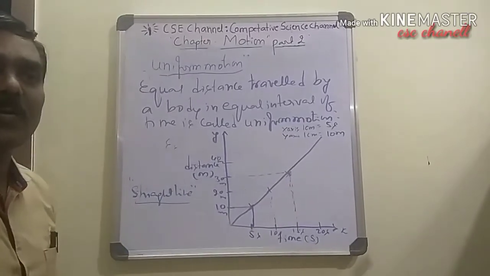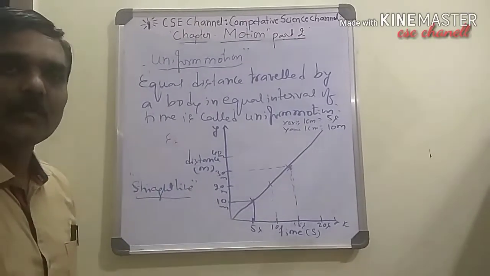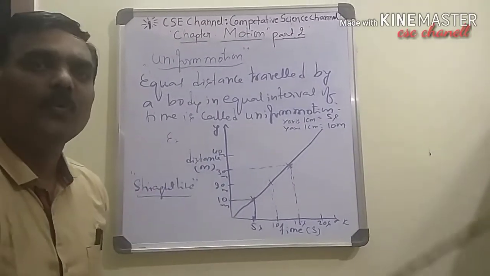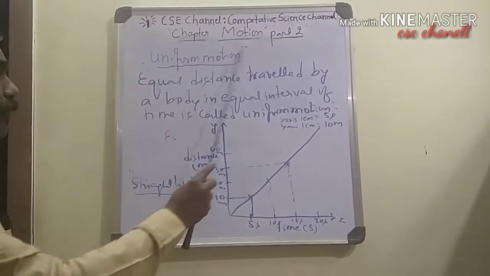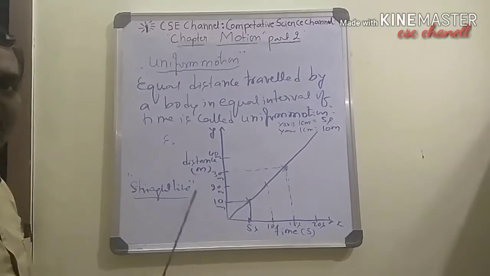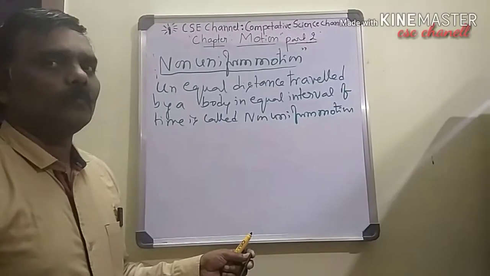This is a competitive examination, in which they will ask a question: what type of graph can be noticed in uniform motion? That is, in uniform motion, the graph will be a straight line.